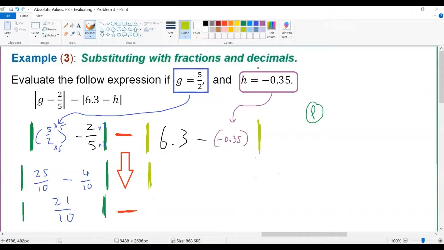In the other absolute values here, we have to be careful about the double negative. So we're going to have a 6.3 plus 0.35. So inside the second set of absolute values, we're just going to end up with 6.65.